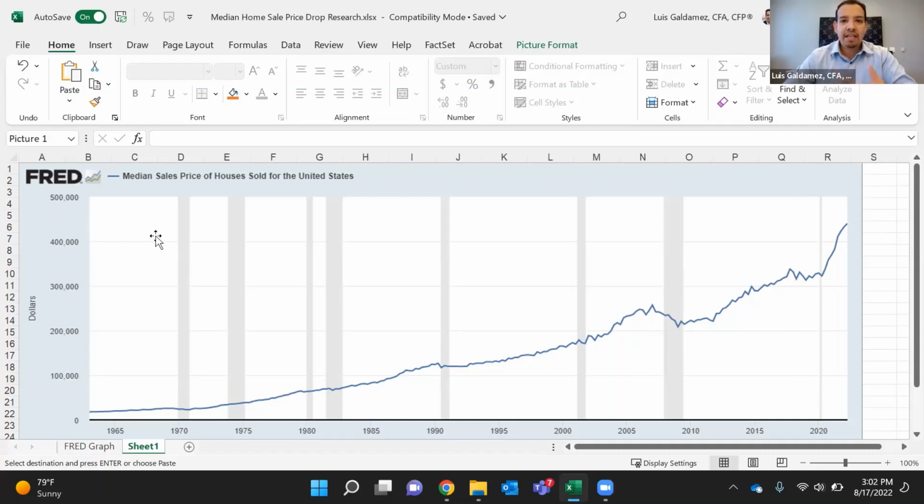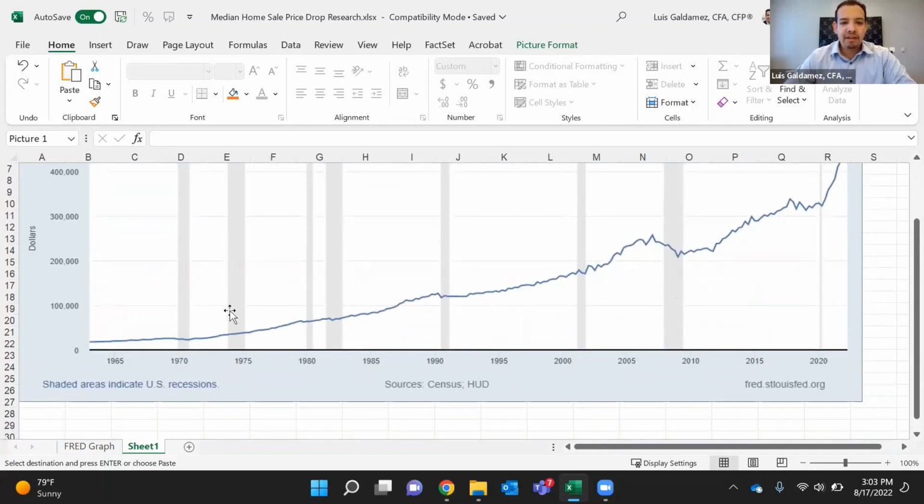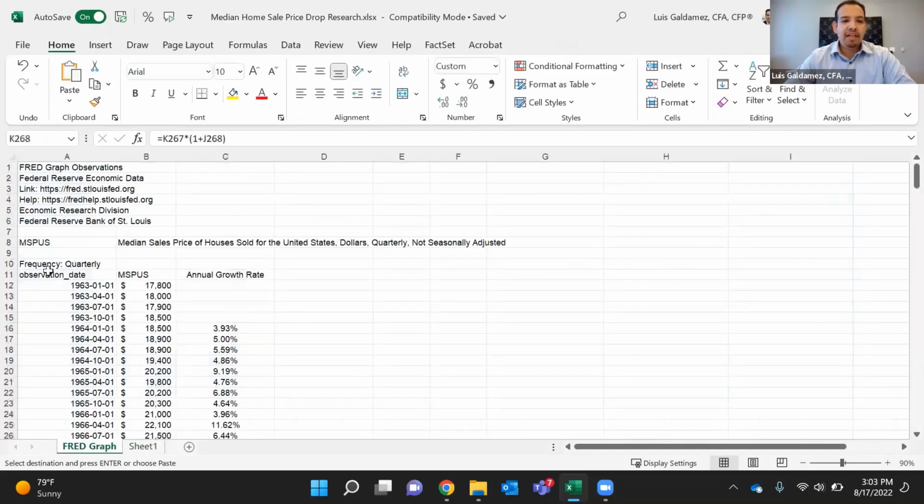And they have tons and tons of other information about real estate, the stock market, economic data, a lot of great stuff from this source. So this is the median sale price of houses sold in the United States going back to 1963 until now. Now, FRED got their information from HUD. And what I did is I downloaded it, and here's what you see.